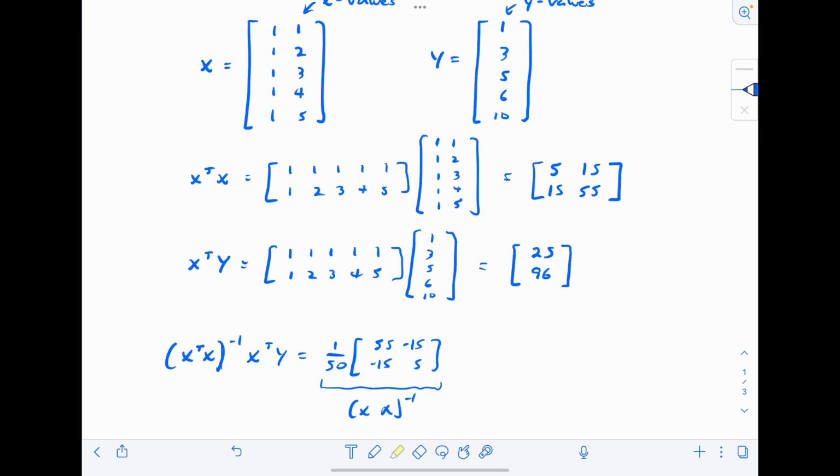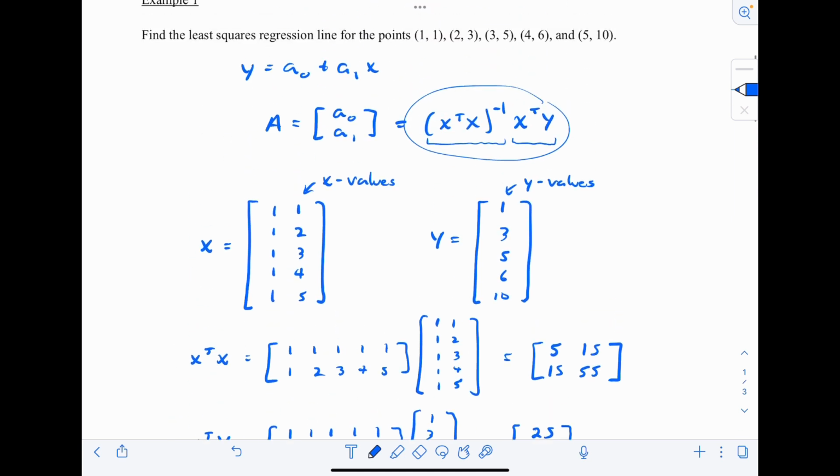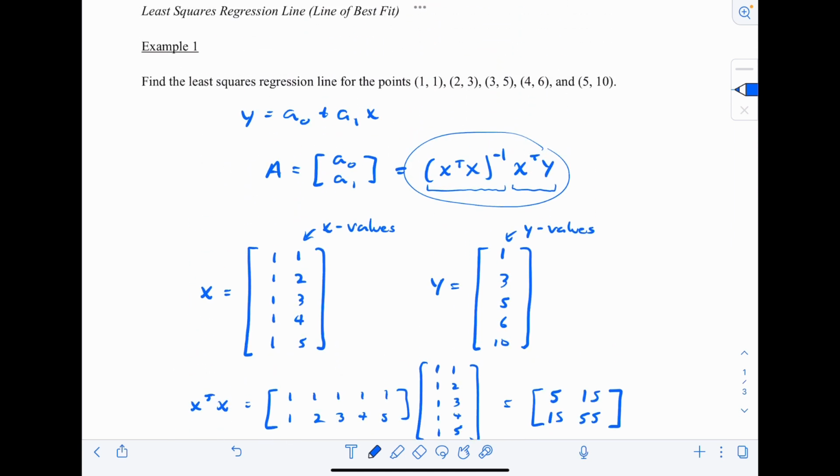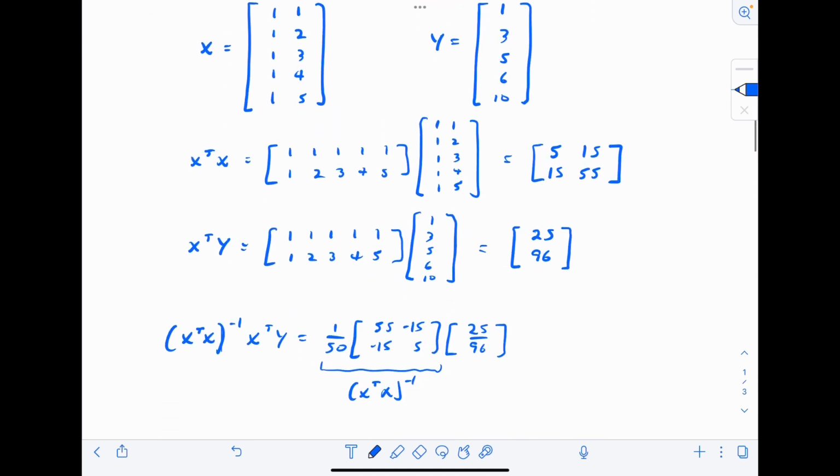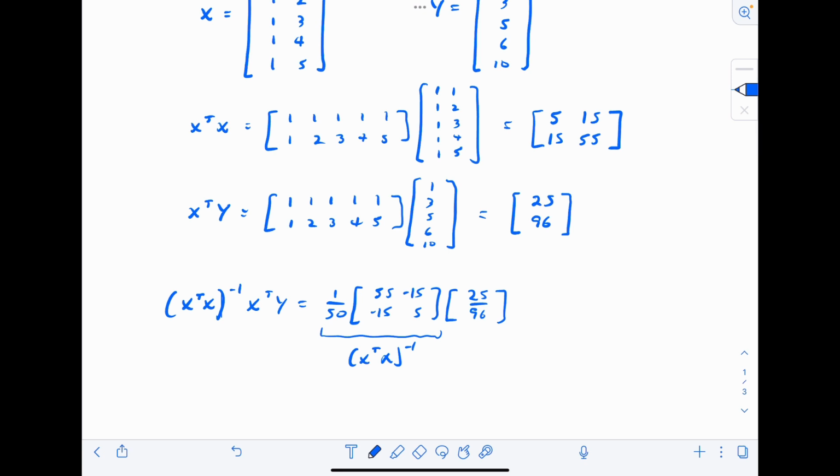Okay, so that's going to be that whole first part. So it's taking the inverse, multiplying by the determinant, and then we're going to multiply that by the 25, 96. Now at this point, quite honestly, because remember, ultimately what we're looking for is the equation of a line, I would probably just run these numbers through the calculator. We're not going to worry about exact answers over 50 or things like that.